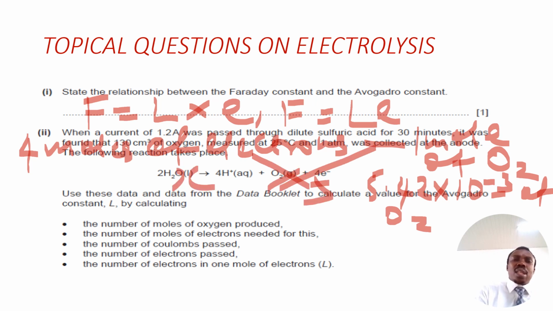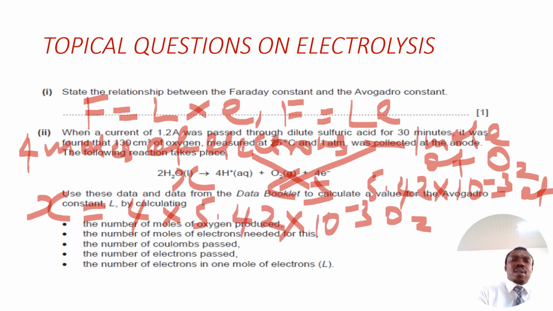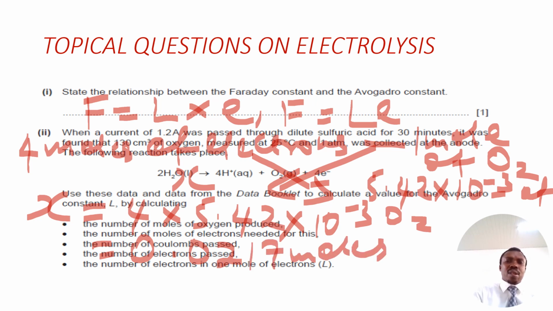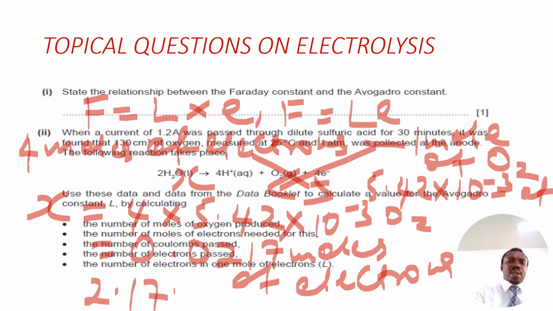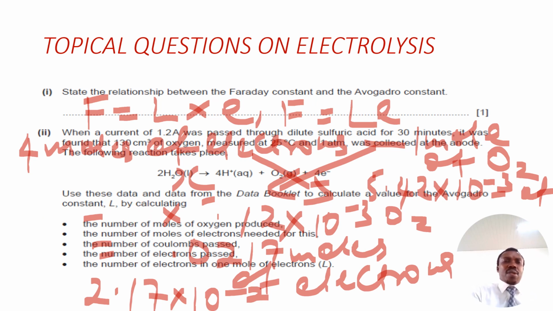So you cross multiply. The number of moles of electrons needed will be X is equal to 4 times 5.42 times 10 raised to the power minus 3, which, if I'm to use my calculator, 5.42 times 4, you now have X equal to 0.0217 moles of electrons, which will be equal to 2.17 times 10 raised to the power minus 2 moles of electrons. I have to erase this so that I can solve the next one.